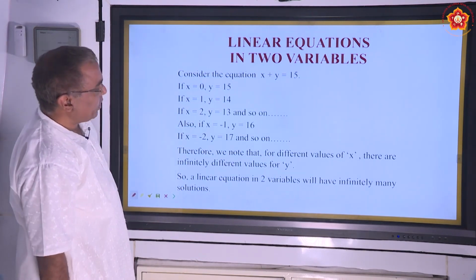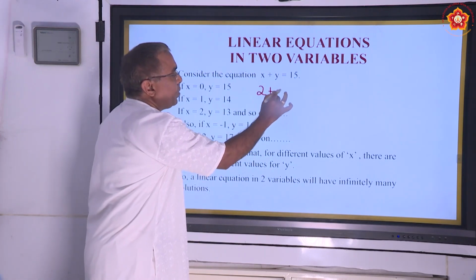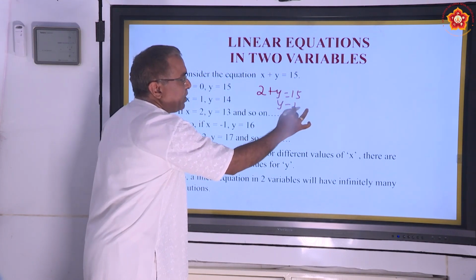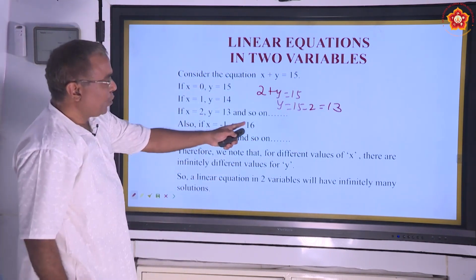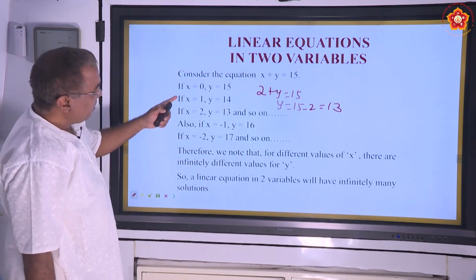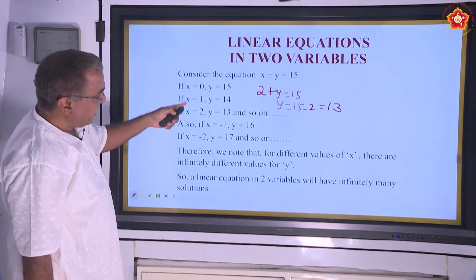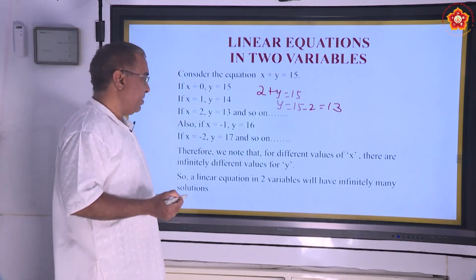If x equals 2, similarly substituting x equals 2, we have 2 plus y equals 15. So, that gives y equals 15 minus 2 equals 13, and so on. This process can be continued for different values of x. We have just taken three values 0, 1, 2. We can continue 4, 5, 6, so on, right.